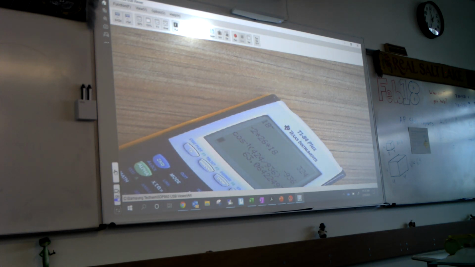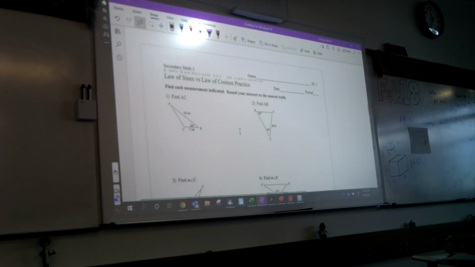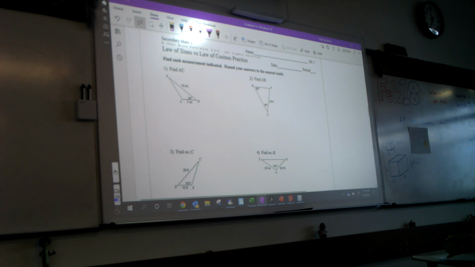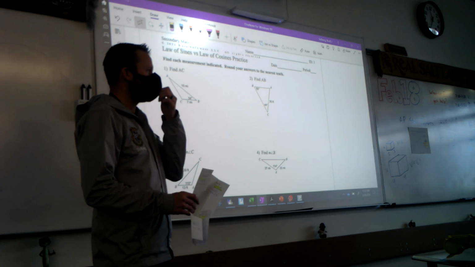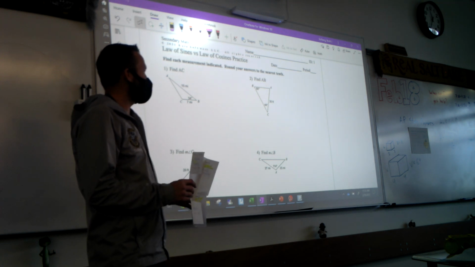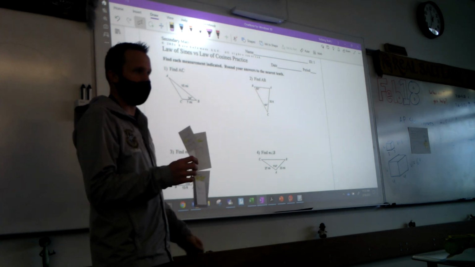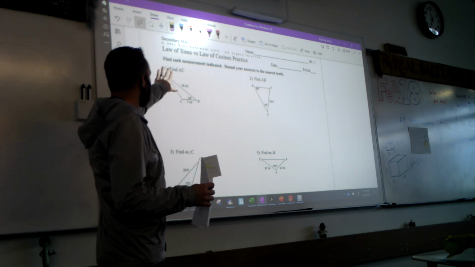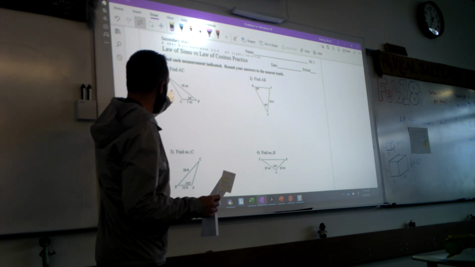I'm going to give you a minute here. So get out this page, the law of sines and cosines practice. And what you're going to do, you're not going to solve these yet. All you're going to do is go through and say what's given and whether you would use law of sines or law of cosines. For example, with number 1, we need to find AC. That's this side over here.